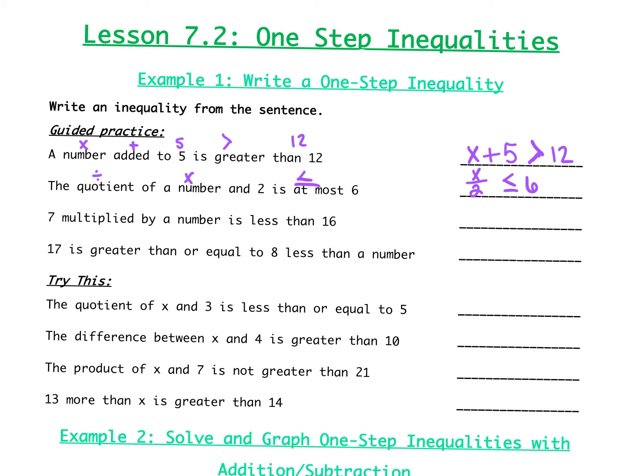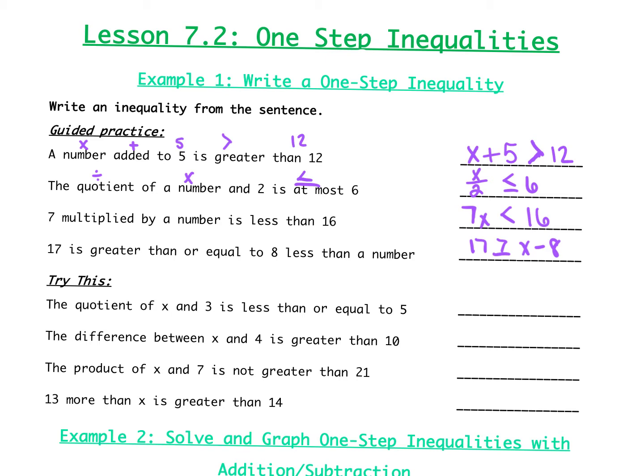So 7 multiplied by a number is less than 16. So we have 7, we're multiplying, and when we multiply a number and a variable, we just put them together, and it's less than 16. Use our less than symbol. Finally, we have 17 is greater than or equal to 8 less than a number. So we have a number, and we're going to make it 8 less than by subtracting 8 from it. And that's how you figure those out.